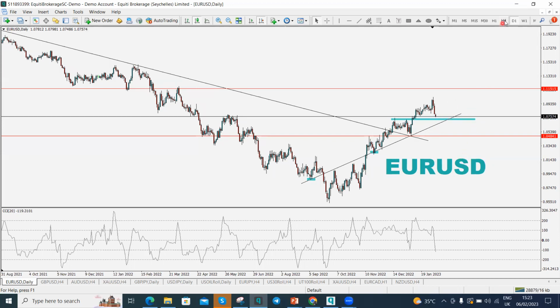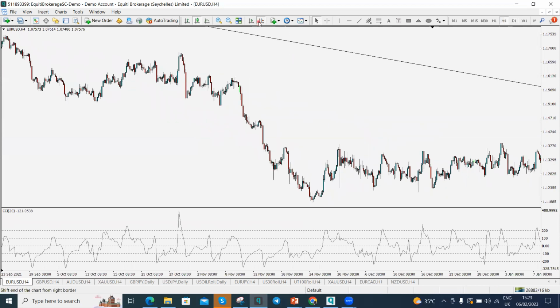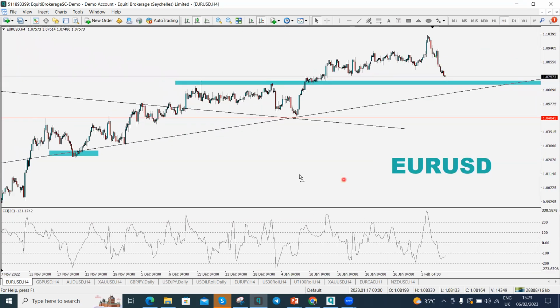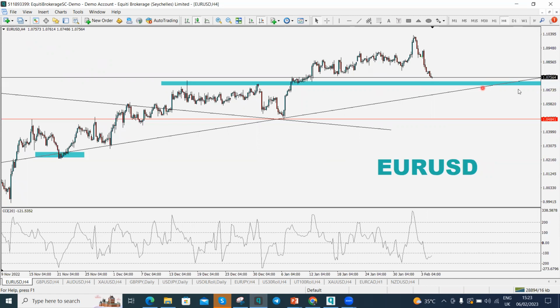So in the coming hours, this is what we will be expecting on Euro USD. This zone is an area to watch out for. This is a very good area to watch out for, and of course I'm talking about the 1.07105 price level.